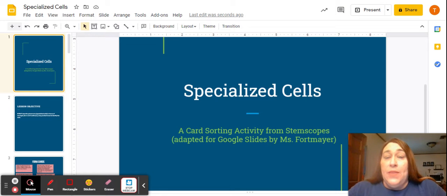Today's classwork is an activity on specialized cells. This is a card sorting activity from Stemscopes that has been adapted to Google Slides by Ms. Fortmeyer.